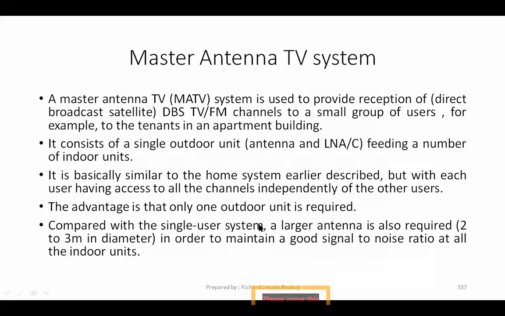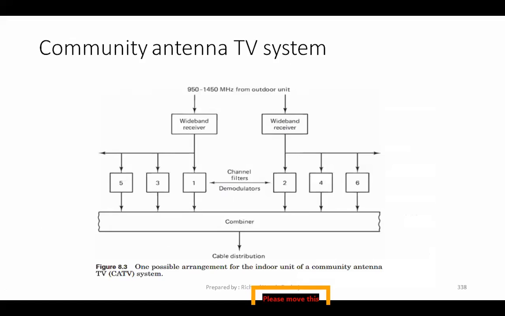So we were looking at the master antenna television system, right? And it had its own pros and cons. The community antenna is something which we use for a wider audience, rather than a very focused one as compared to our master antenna television system.